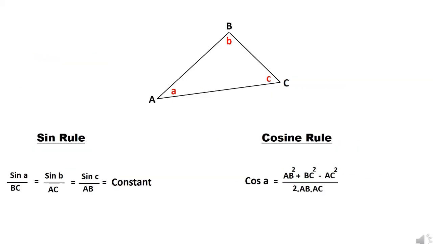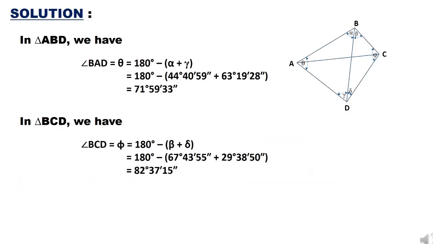Here we have the expressions for sine rule and cosine rule. These are the main mathematical fundamentals which were used to solve this problem. Now let me explain the solution. As we know, the summation of interior angles of a triangle equals 180 degree. First I consider the ABD triangle.